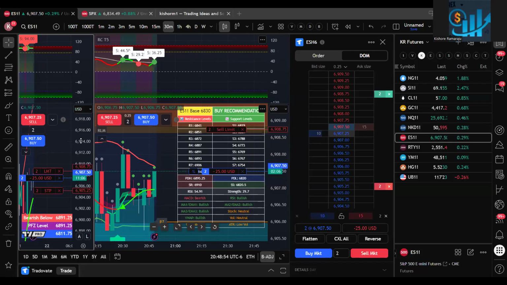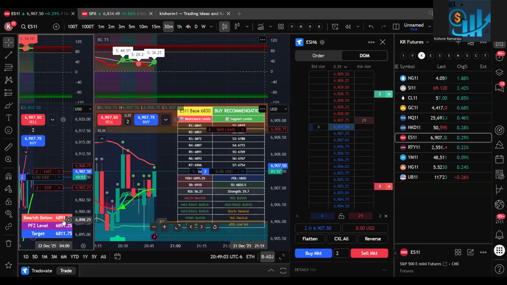For example, if it breaks below 68.91, then nearly 70, 80 points it will drop. Then you can take a trade here and you can hold overnight. If ES breaks below 68.91, then you can hold until 68.11.